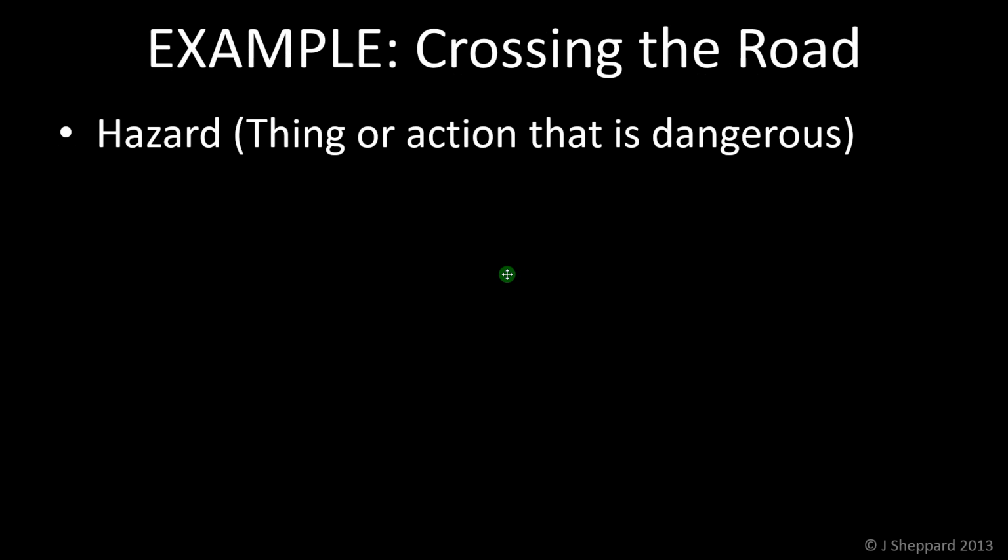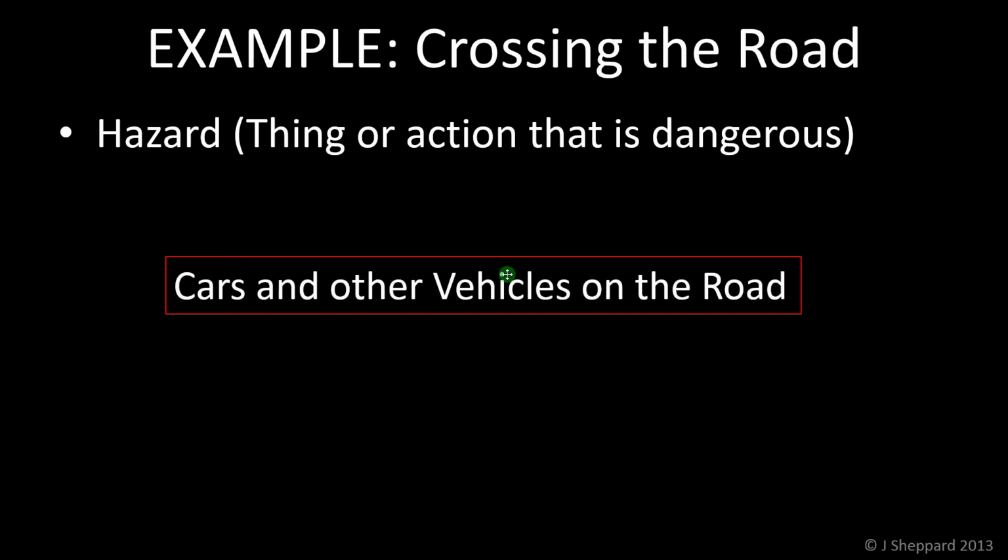Okay, so the hazard is the thing or action that is dangerous. And we're going to use the example of crossing the road here because it's a very familiar thing. So one of the things that's dangerous about crossing the road is the fact that there are cars and other vehicles on the road. So that's the thing that is dangerous. Note at this stage we haven't said why they're dangerous at all. So the hazard is just the thing or the action. Right? So doing something in particular can be dangerous in your experiment.